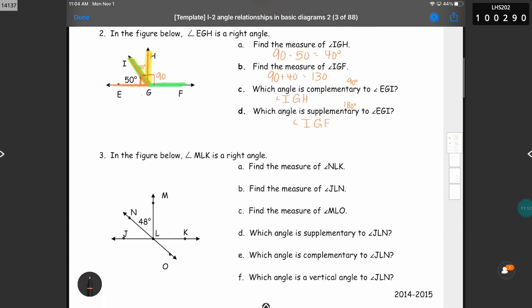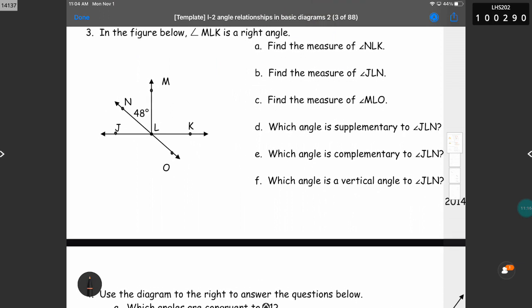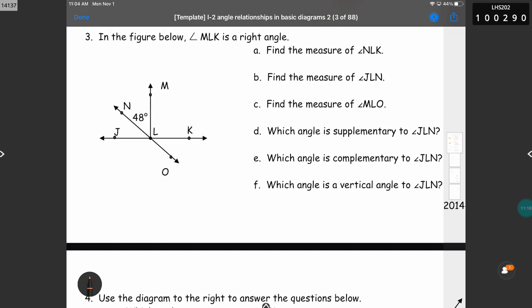In the figure below, MLK is a right angle. So I'm going to go ahead and put that. So MLK is a right angle. If MLK is a right angle, what else is a right angle? MLJ.